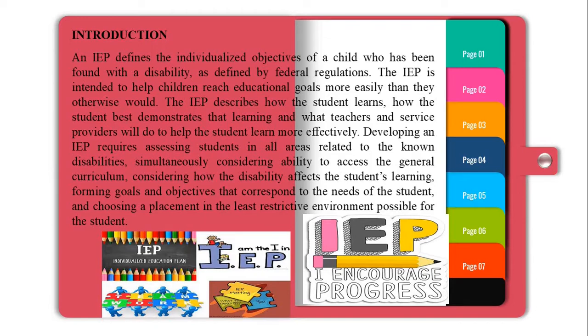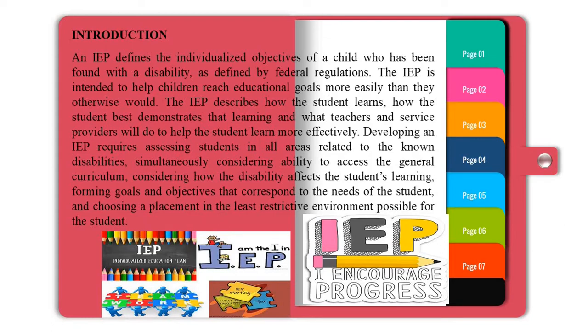An IEP defines the individualized objectives of a child who has been found with a disability as defined by federal regulations. The IEP is intended to help children reach educational goals more easily than they otherwise would. The IEP describes how the student learns, how the student best demonstrates that learning, and what teachers and service providers will do to help the student learn more effectively.